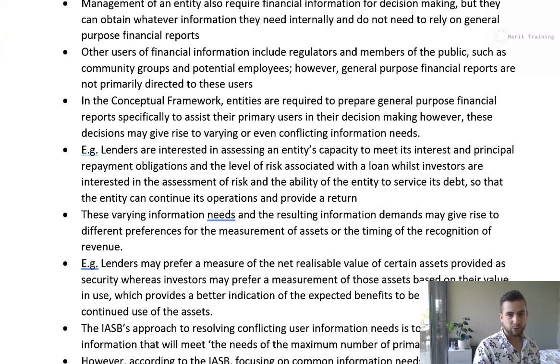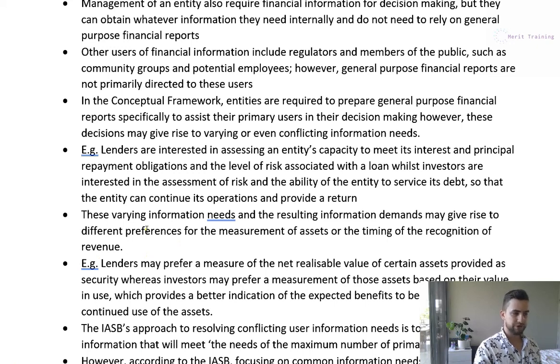In the conceptual framework, entities are required to prepare general purpose financial reports, specifically to assist their primary users in decision making. However, these decisions may give rise to varying or even conflicting information needs. For example, lenders are interested in assessing an entity's capacity to meet its interest and principal repayments and the level of risk associated with the loan, while investors are interested in the assessment of risk. So these varying information needs and the resulting information demands may give rise to different preferences for the measurement of assets or the timing of recognition of revenue.